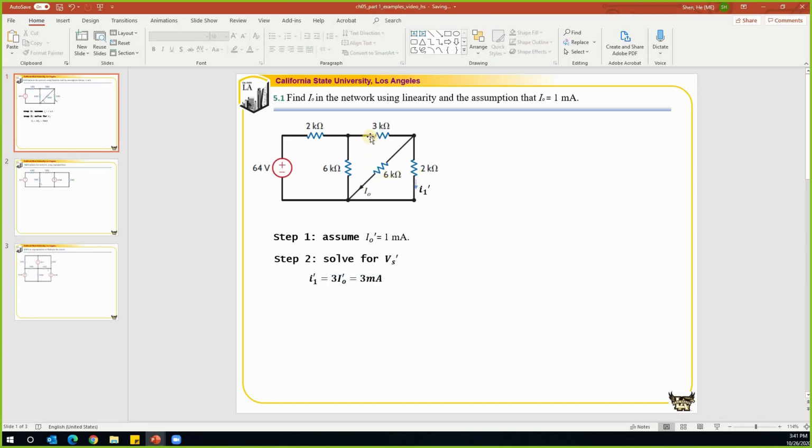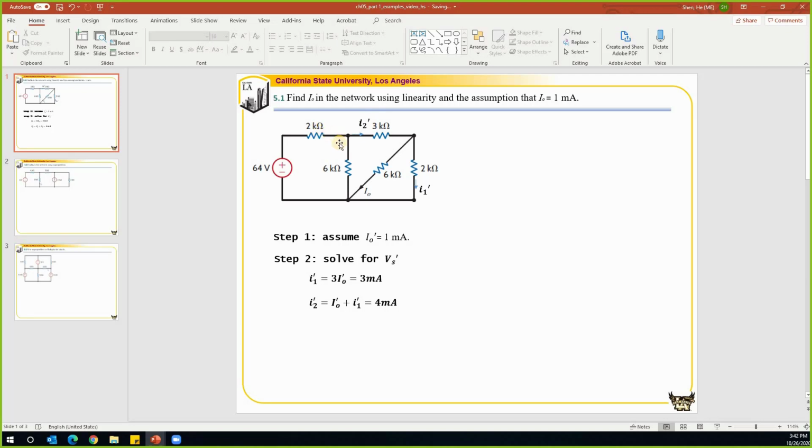And with these two currents known, we will be able to find the current in this branch. The current in that branch, let's call it I2 prime. I2 prime is equal to the summation of the other two currents, I/O prime plus I1 prime. So that is equal to 4 milliamp.